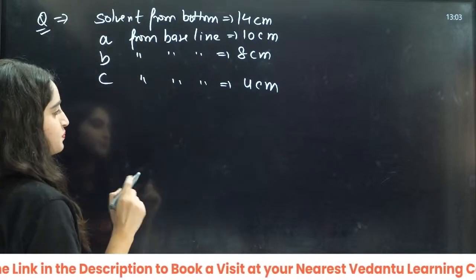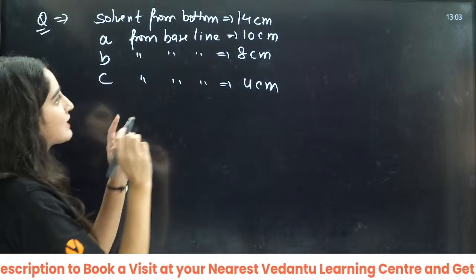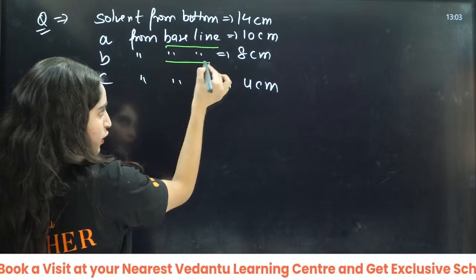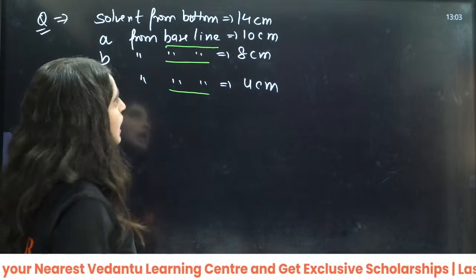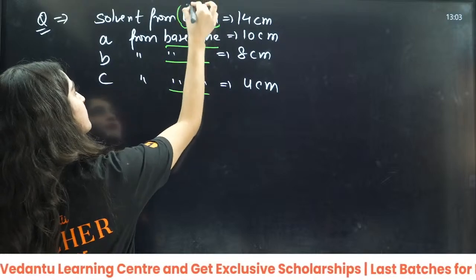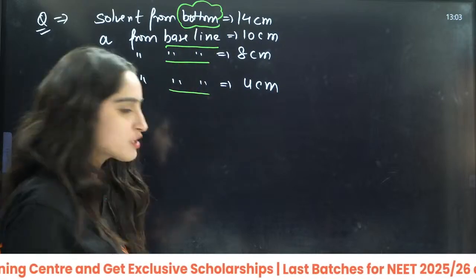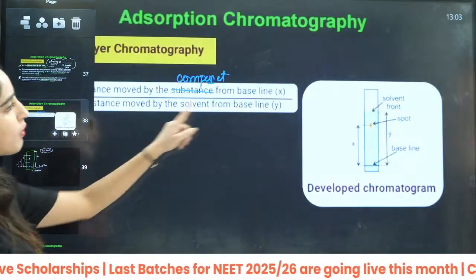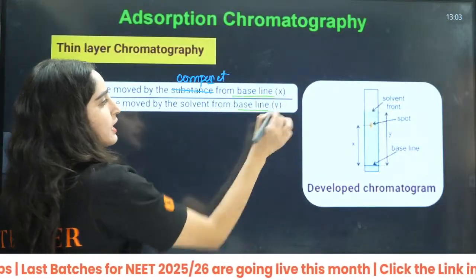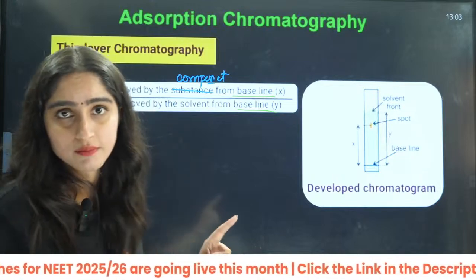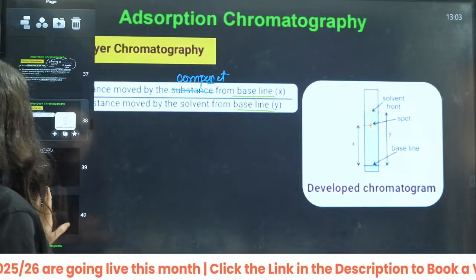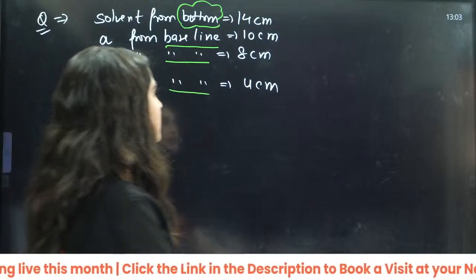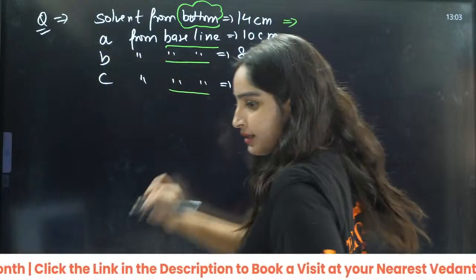Now see, this is from the baseline, this is also from the baseline, this is also from the baseline, but this is from the bottom. In the retardation factor formula also, you will see it is from the baseline, not from the bottom. So we have to convert it into baseline. Baseline is 2 centimeter.